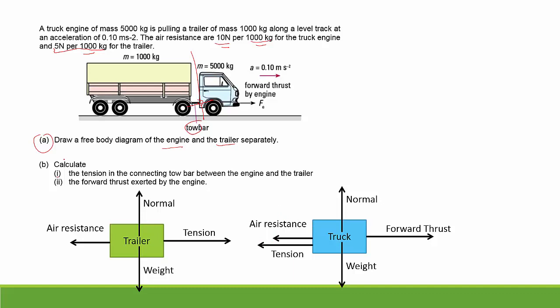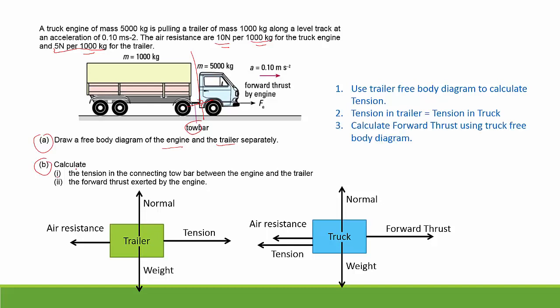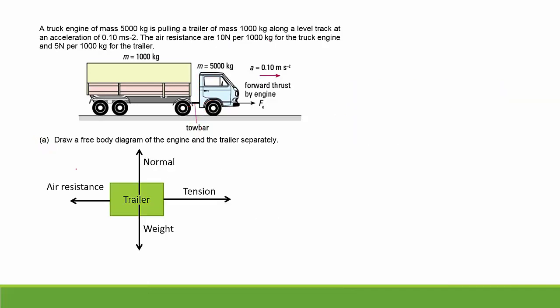How do we solve B? It's actually the following. We use the trailer free body diagram to calculate the value of tension. Then we know that the tension in the trailer is equivalent to the tension in the truck. And after that, we use the tension in the truck to calculate the forward thrust using the truck free body diagram. Okay, let's try solving it.